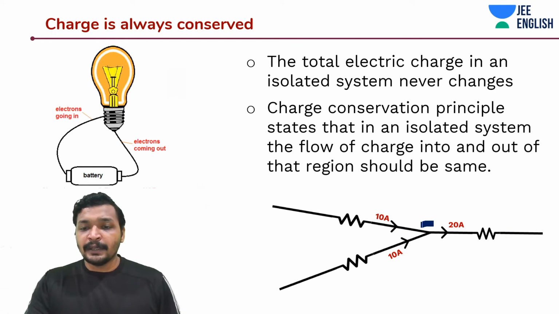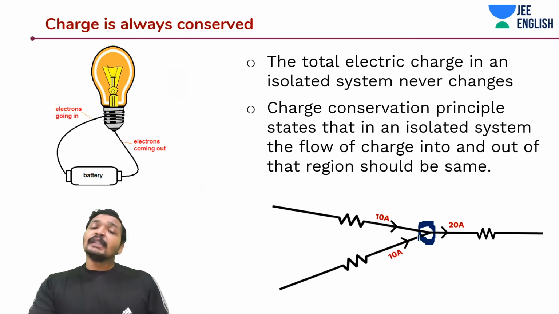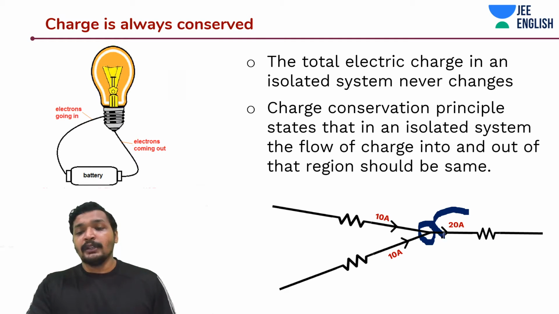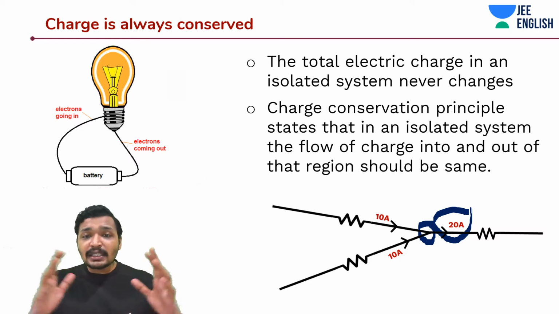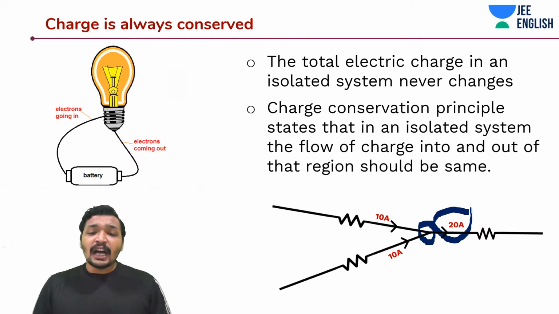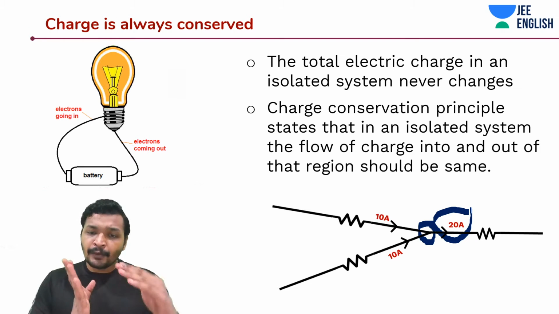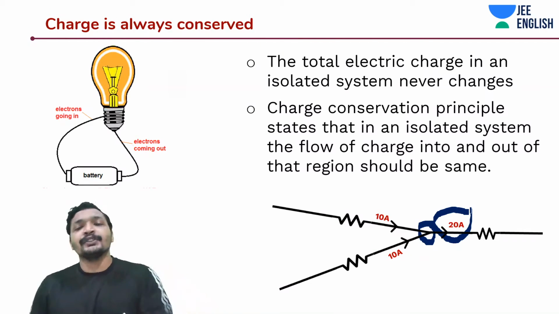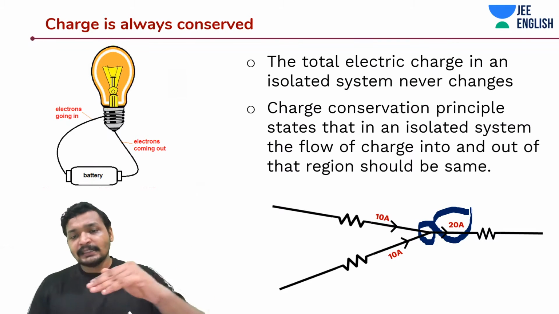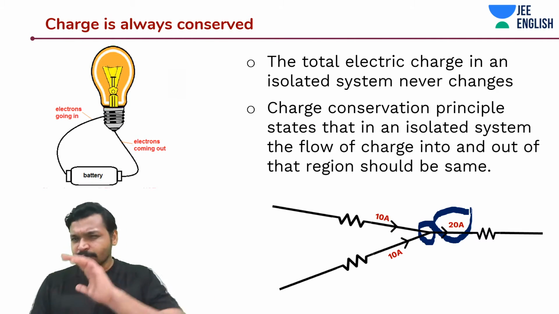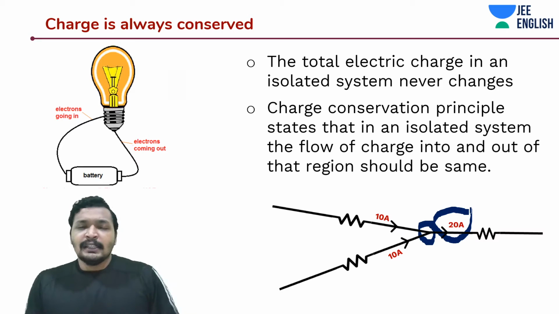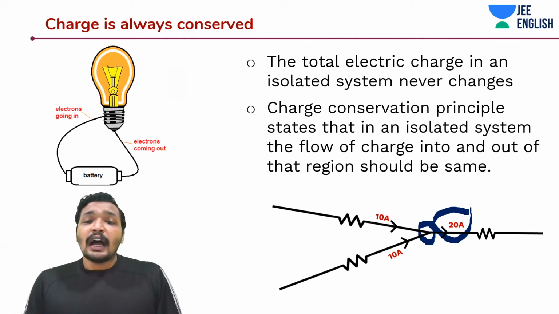So at this particular instant, at this particular point, 10 amperes is flowing in and 10 amperes is also flowing in. Then 20 amperes should come out. Isn't it, guys? Because the charge is conserved. If the charge is conserved, it's an isolated system, and if 10 amperes is flowing in from this side and this side, then 20 amperes should come out. Let's say X and X, then 2X should come out. This in fact clears your concept that current is not a vector.